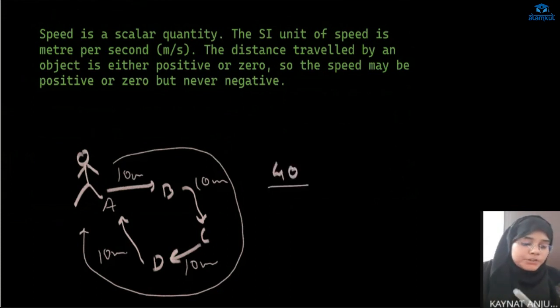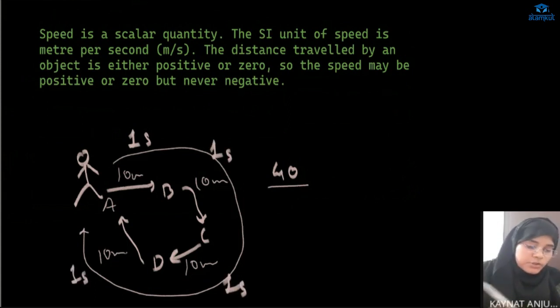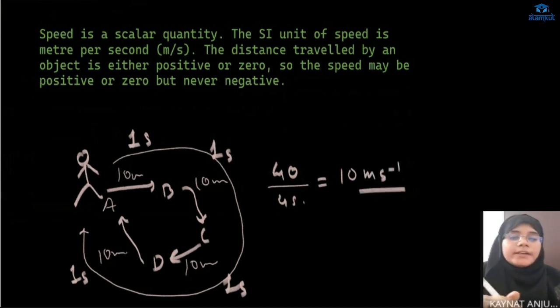And upon, suppose they are taking time in each part of AB, BC, CD, DA: 1 second, 1 second, 1 second, and 1 second. So for the total journey, how much time is it taking? 4 seconds, right? So what will be the speed? It will be 40 divided by 4, that is 10 meters per second. The unit of speed is meter per second, meter for distance and second for time.